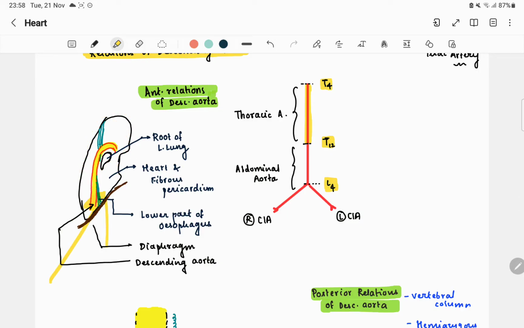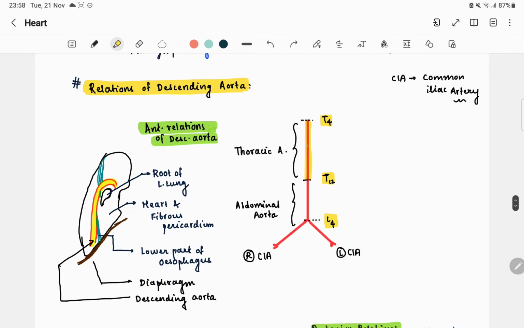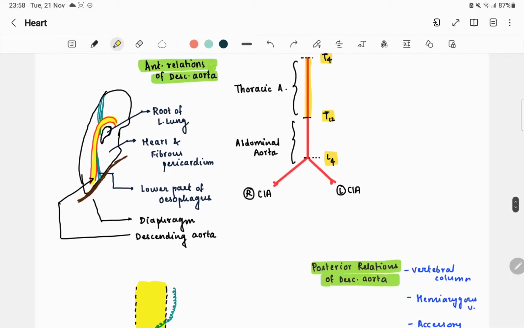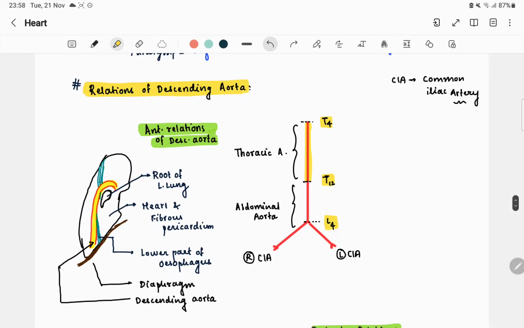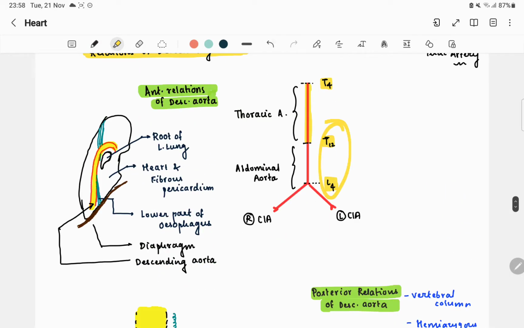We are seeing at the visceral surface of the lung, and heart and fibrous pericardium, then the lower part of the esophagus, diaphragm, and the descending aorta, which are forming your anterior relations of the descending aorta. The aorta is divided into two parts, that is thoracic aorta and abdominal aorta. The thoracic aorta is up to T4 to T12 level, and abdominal is T12 to L4 level.